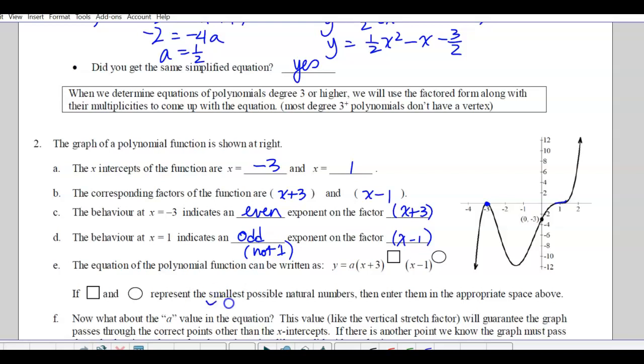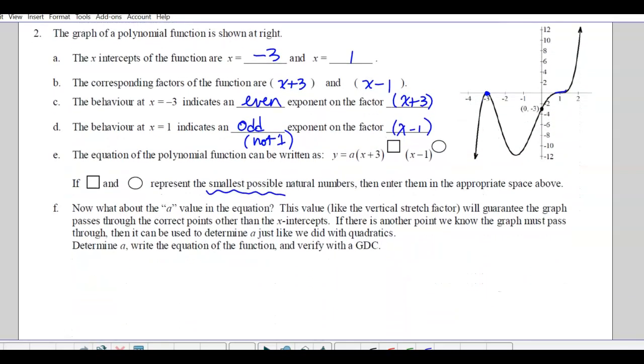This is important. We're most times going to ask you to use the smallest possible natural numbers for your exponents. So when we say it's an even degree, we're not going to choose 8, we'll choose 2, unless we're told some specifics about what degree it should be. So x plus 3 is even degree, so that's going to be 2. x minus 1, odd and not 1, so that's going to be 3.